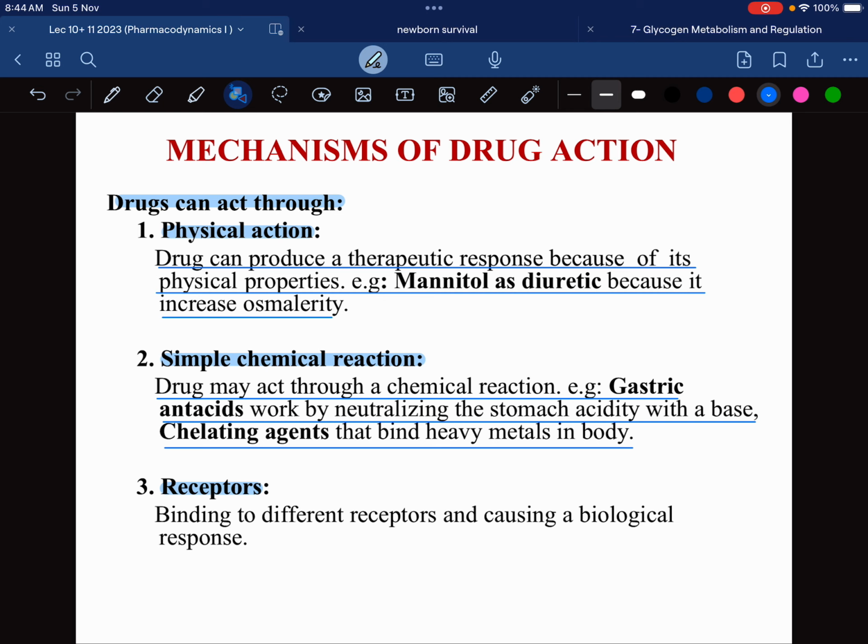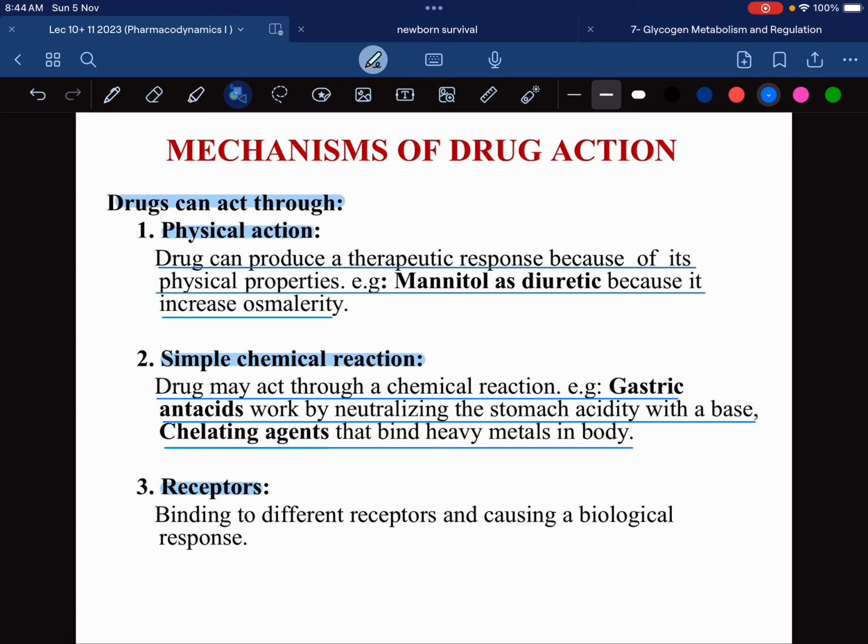Also, as another example, for some metals, to remove them from the body or to decrease their toxicity, there is what we call a chelating agent. These compounds will interact with metals or compounds that are positively or negatively charged, with certain charges like plus two, plus three, or minus two. They will chelate them, interact with them, and remove them from the body.